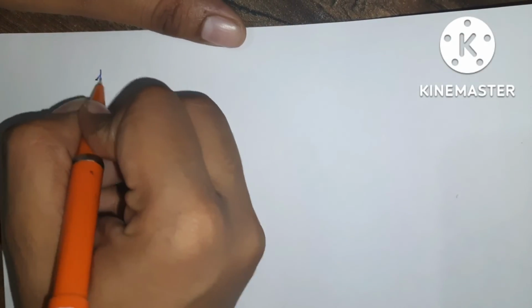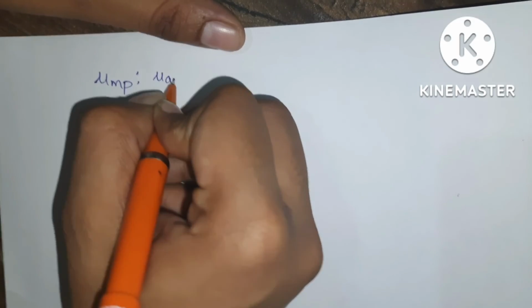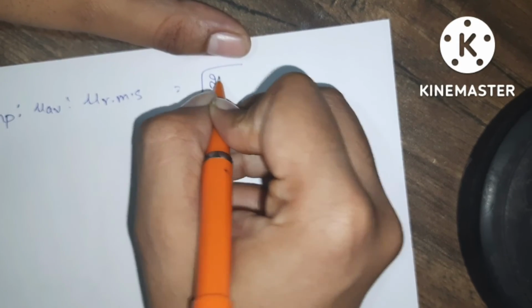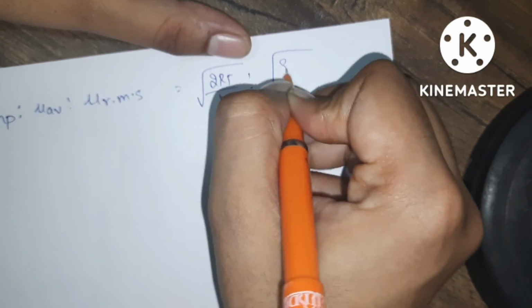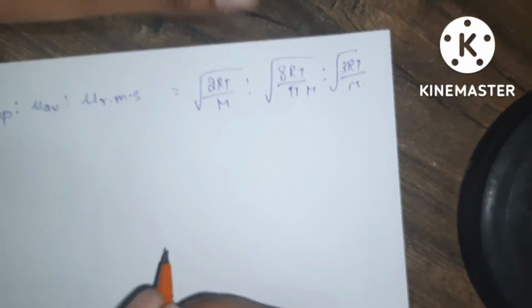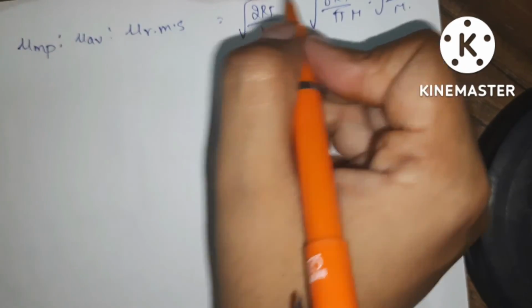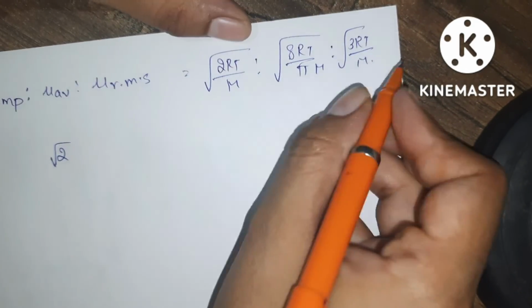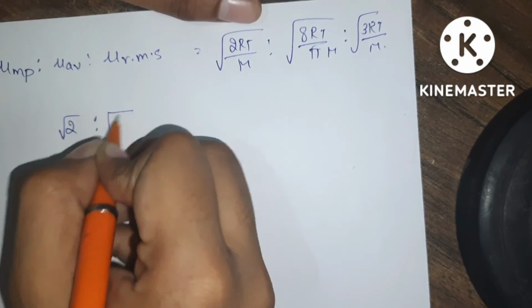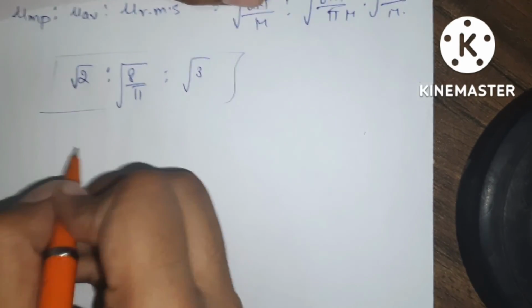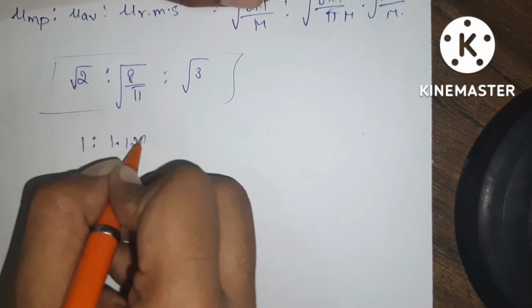Otherwise you can calculate by dividing. I have UMP, U average, URMS: root 2RT by M, root 8RT by piM, root 3RT by M. Now cut all the common values, like RT by M, from these three values, leaving root 2, root 8 by pi, and root 3. After calculating this, you will get 1.128 and 1.224.